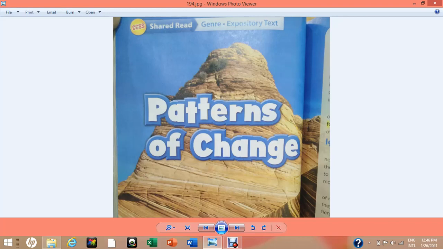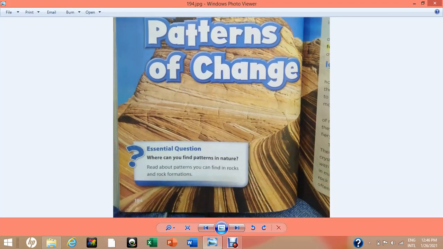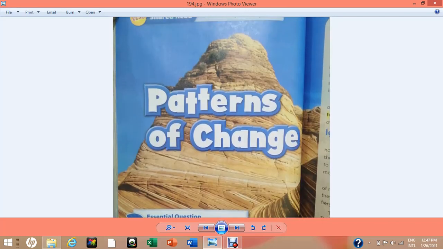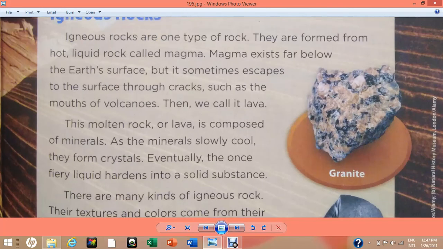Today we are going to study patterns of change. This is lesson number 3 from unit 3. You will find this lesson on page number 194. It is an expository text in which you will find a lot of information about different structures of Earth. Let's start the reading on page number 195.